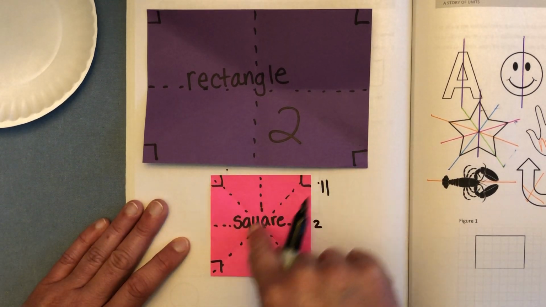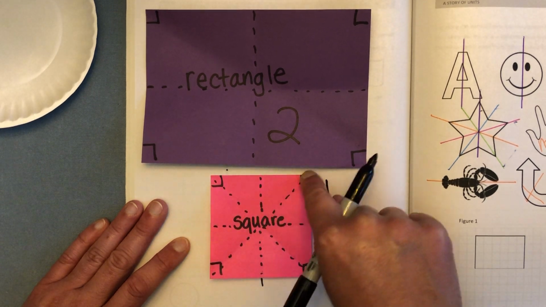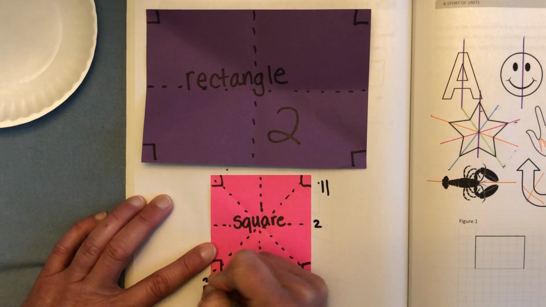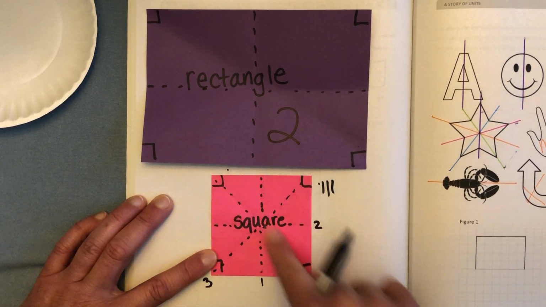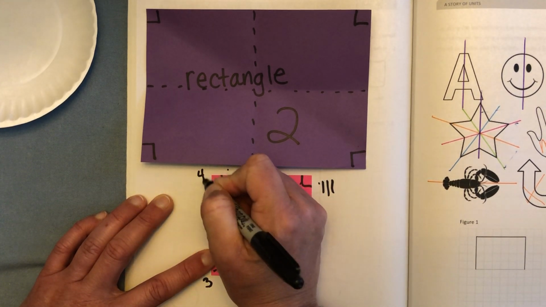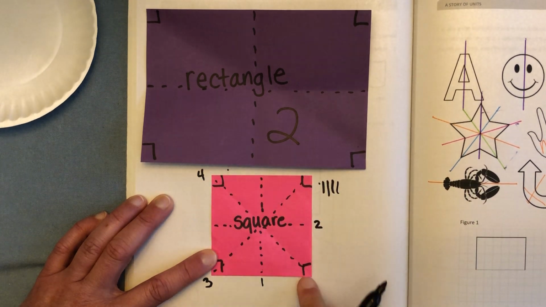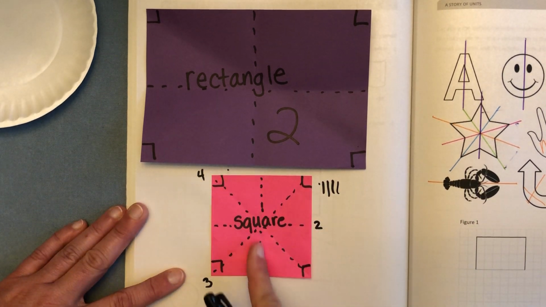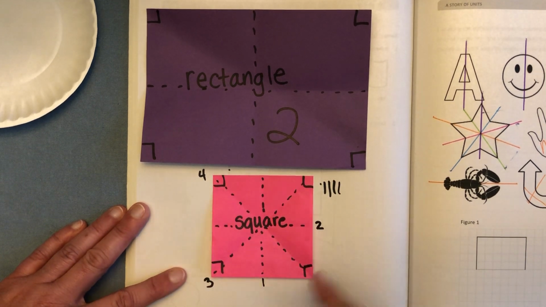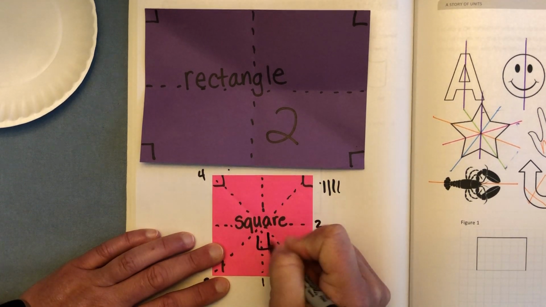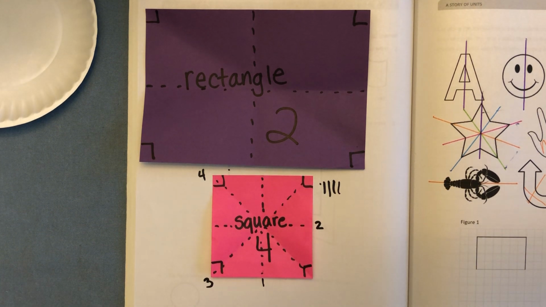I have a line that went from corner to corner here. So that's my 3rd line of symmetry. And then I have a line that went from corner to corner here, and that's my 4th line. So I have 1, 2, 3, 4. The square has 4 lines of symmetry.